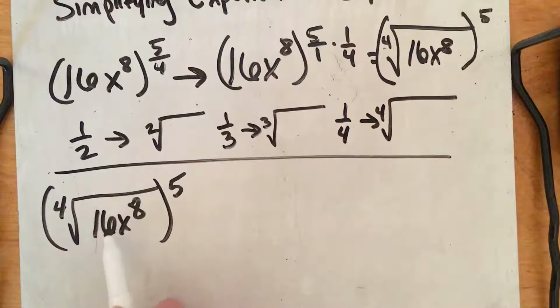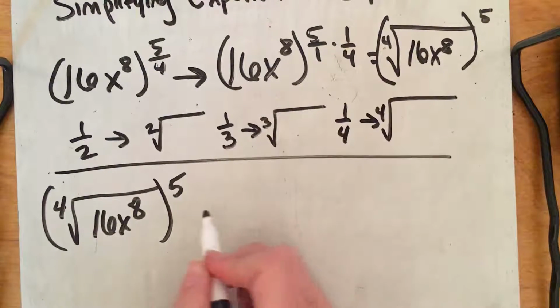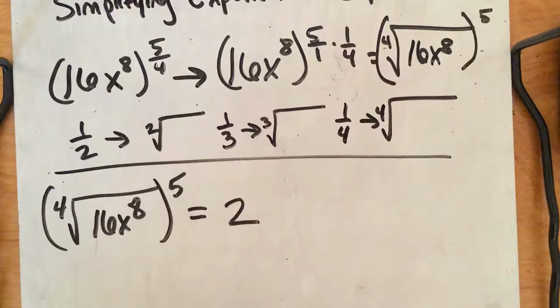So the 4th root of 16: one number times itself 4 times gets me to 16. That number is going to be a 2. 2 times 2 is 4, times 2 again is 8, times 2 again is 16. So that's where this 2 right here comes from.